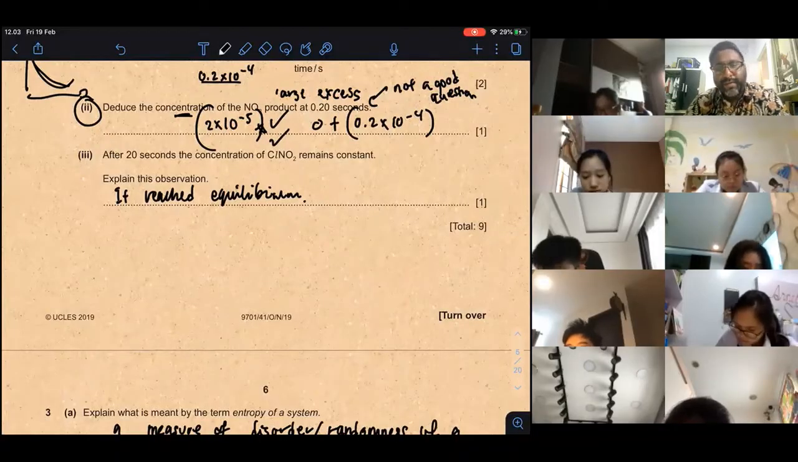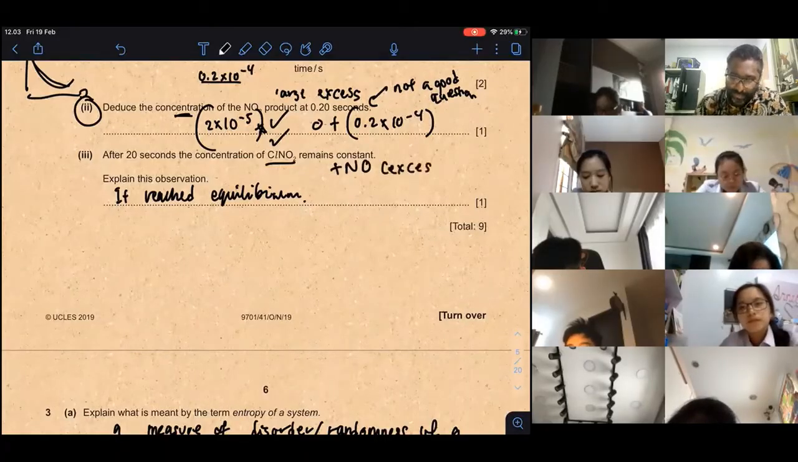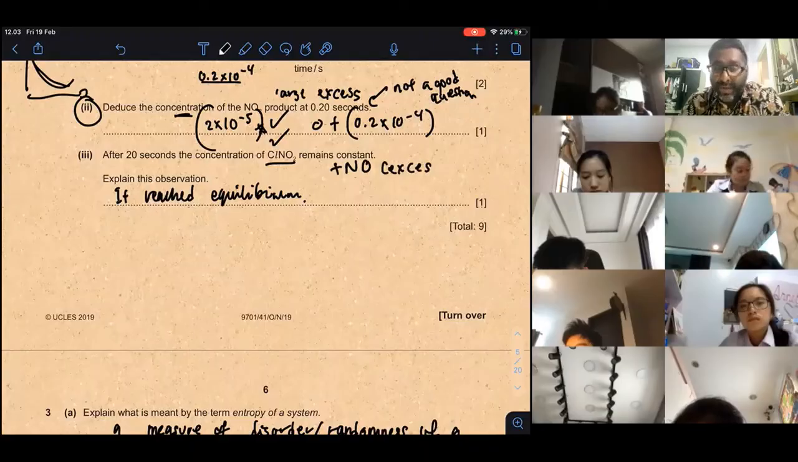Now, normally when something is reacting, it will become 0, because do remember, this is reacting with NO. So the NO is in excess. Normally this was supposed to reach 0, but they say suddenly it became constant. It can only become constant if it reaches equilibrium, and you can double check, because this is going to be a reversible reaction. So therefore the answer must be reach equilibrium.